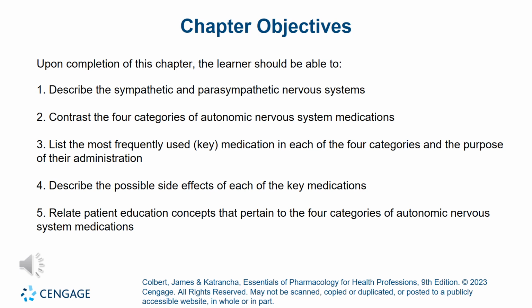Chapter Objectives. Upon completion of this chapter, you should be able to describe the sympathetic and parasympathetic nervous systems, contrast the 4 categories of autonomic nervous system medications, list the most frequently used or key medication in each of the 4 categories and the purpose of their administration, describe the possible side effects of each of the key medications, and relate patient education concepts that pertain to the 4 categories of autonomic nervous system medications.